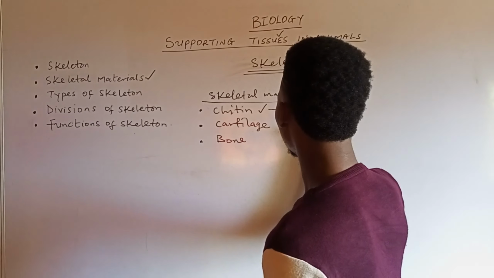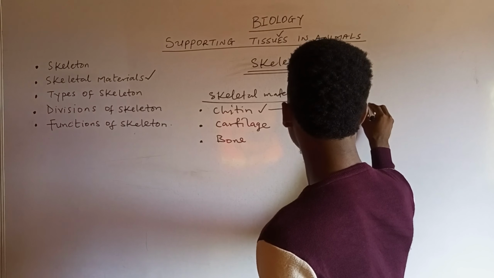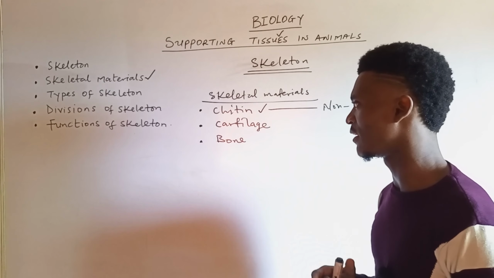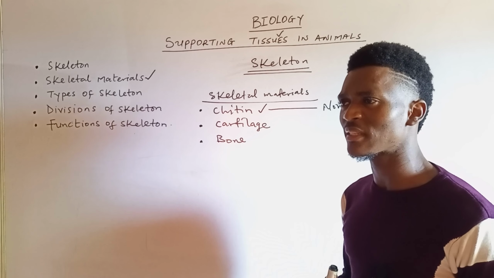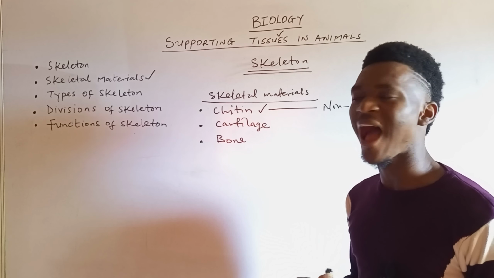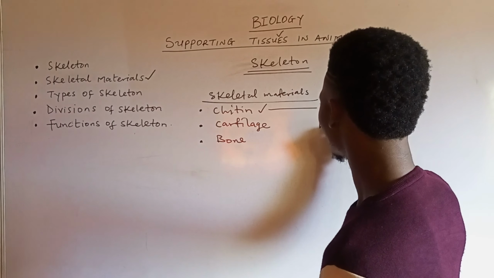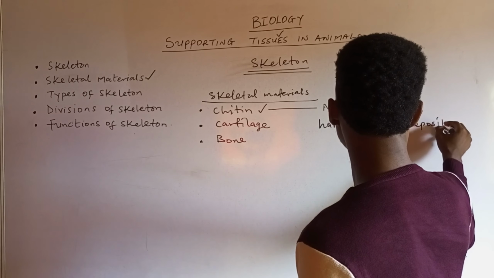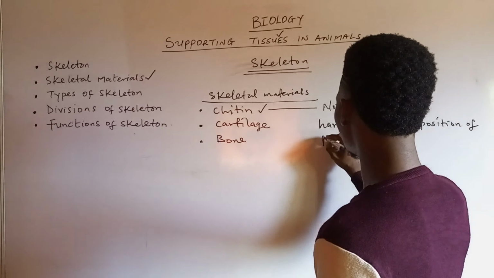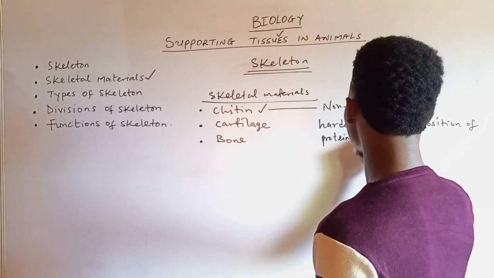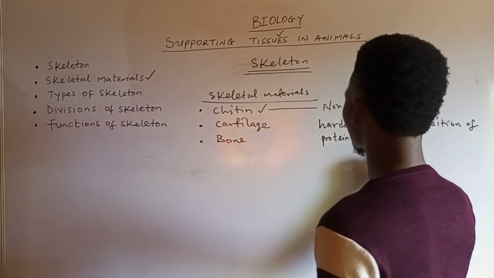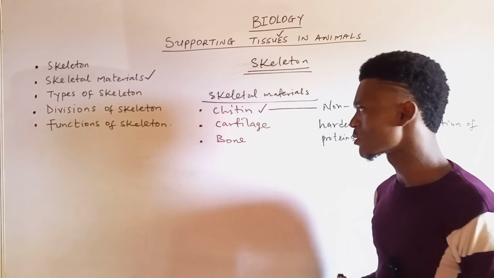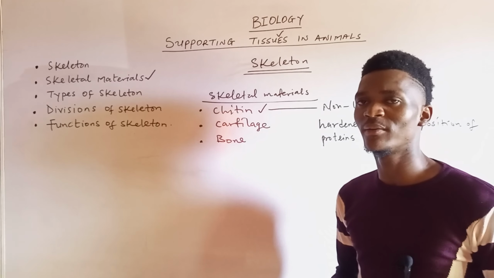Chitin is considered to be the only non-living skeletal material, meaning it does not contain living cells. So don't forget that. All right? One thing again that you need to understand about chitin is this, that chitin is hardened by the deposition of proteins and minerals. Now, the minerals can come in the form of calcium deposits, calcium compounds deposits. All right, so that's one thing that you need to know about chitin.